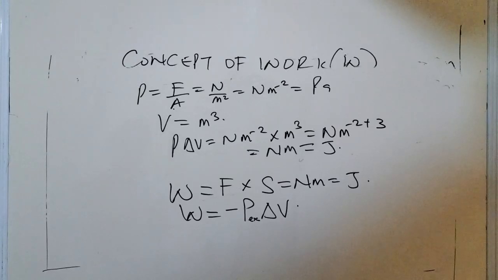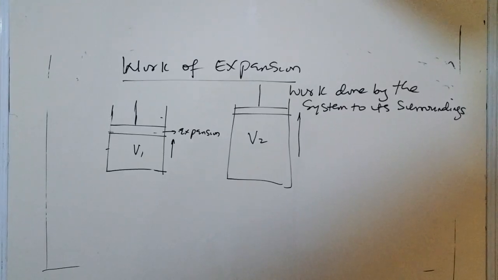Now, in chemical thermodynamics, we talk about two kinds of work when a gas is involved. We talk about a positive work and negative work, depending on whether it's a work of expansion of a gas or work of compression of a gas. So let's start with one of them. Let's look at the first type of work done on a gaseous system, which is the work of expansion.